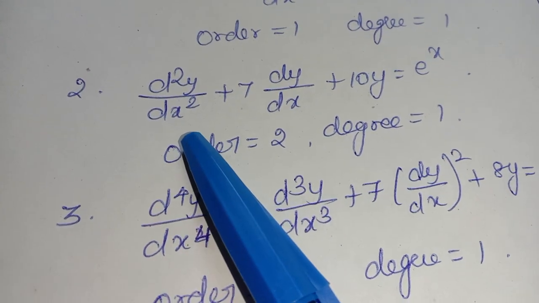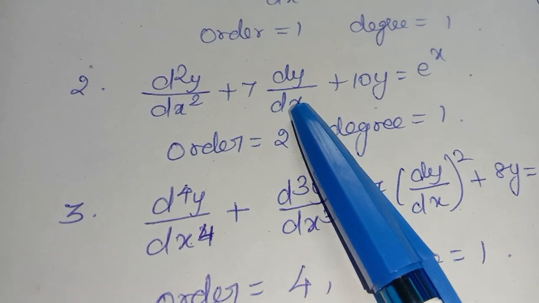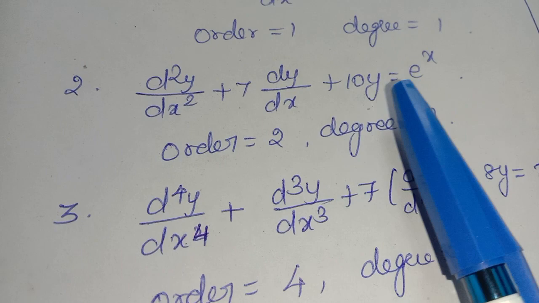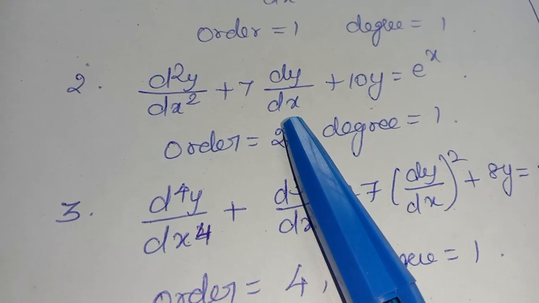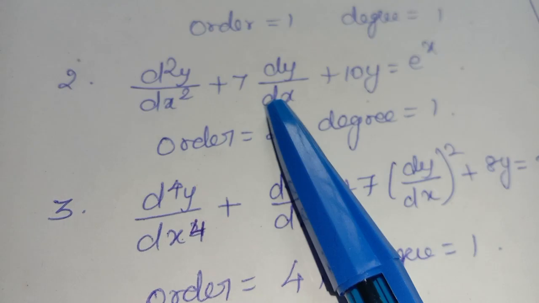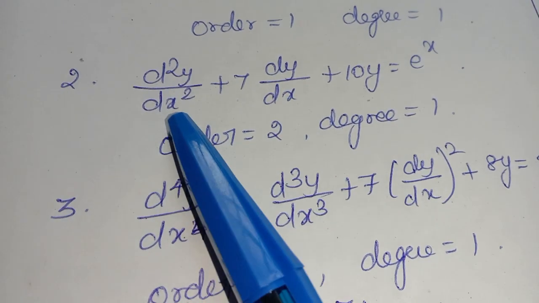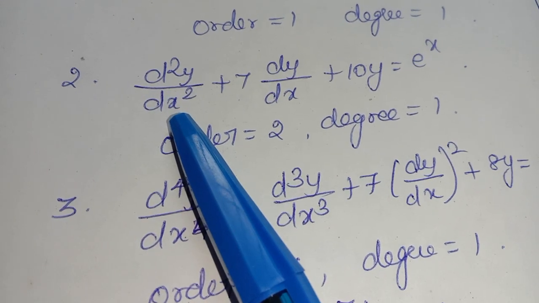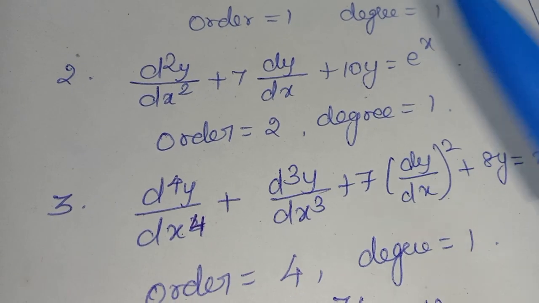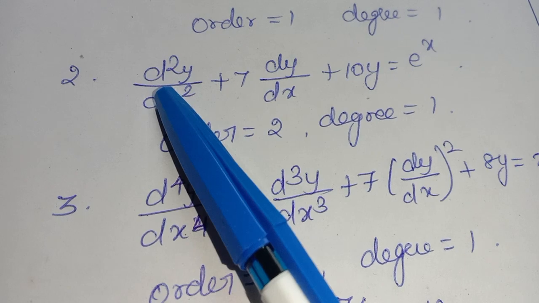Let's see another example. d square y by dx square plus 7 dy by dx plus 10y equal to e power x. Here we have y, dy by dx and d square y by dx square. So this is the first order derivative and this is the second order derivative. So which is the highest order? d square y by dx square. So this is the highest order present in this equation.